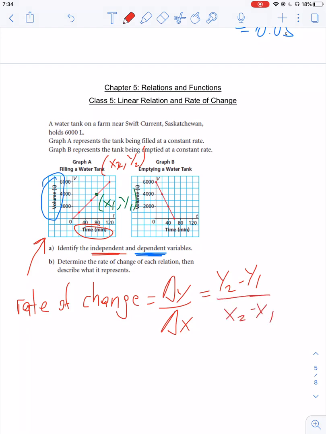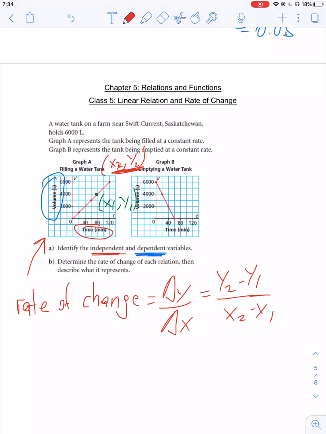I've just chosen this to be my x2 and y2. If you chose this to be your x2 and y2, it would still work. It doesn't matter. But once you define x2, make sure the y coordinate matches the x coordinate. If this is a 2, then this has to be a 2. If this is a 1, then that has to be a 1. It doesn't matter which one you pick to be 1 and 2, but once you pick them, just be consistent.